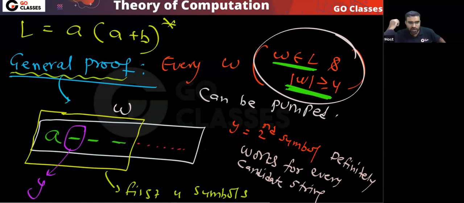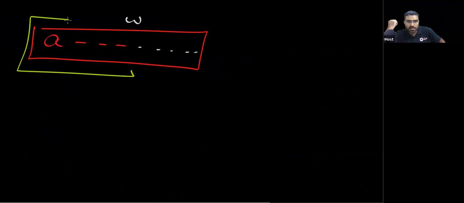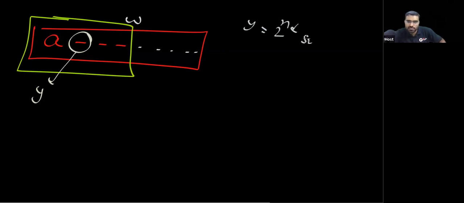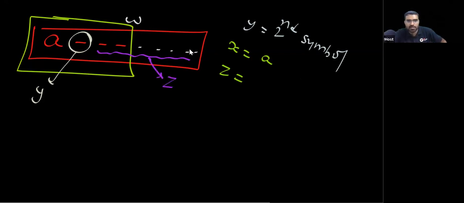So if I take y equal to this symbol, this is the general case, this is your string. First you have this, then you have this. This is your W, the general case I am taking. Now in this, these are the first 4 symbols. If I take y equal to the second symbol, then what will be x? X will be a, and z will be this remaining string.